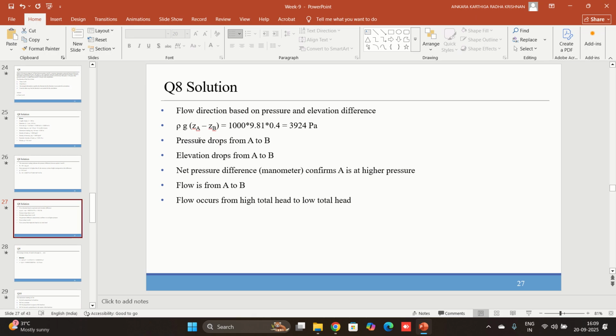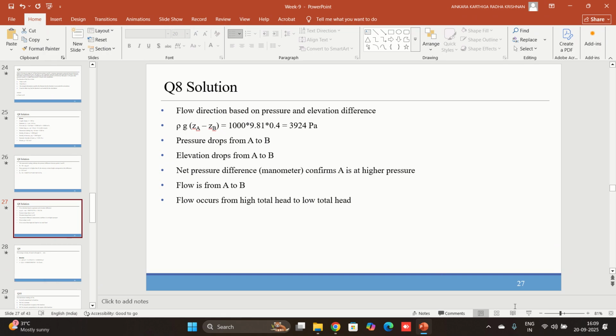So rho g (ZA minus ZB), if we take values, is 1000 into 9.81 into 0.4, which is 3924 pascals. Pressure drops from A to B. Elevation also drops from A to B. Net pressure difference confirms A is at a higher pressure. Flow is from A to B, and flow occurs from high total head to low total head. So A to B is the right answer. So option A is the right answer.